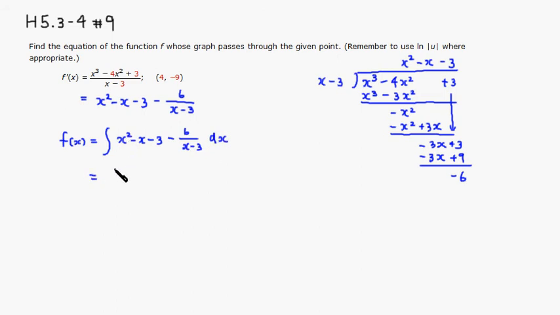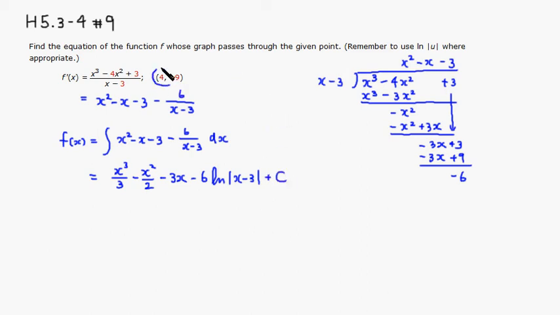The antiderivative of x squared is x cubed: add 1 to the power, divide by that power. For negative x, add 1 to the power, so x squared, divide by that power. The antiderivative of negative 3 is negative 3x. Negative 6 is just a constant multiple. The antiderivative of 1 over x minus 3 is the natural log of the absolute value of x minus 3. Then plus some constant c.